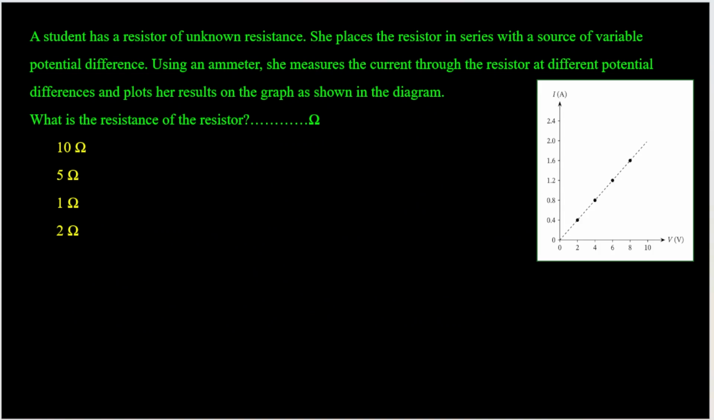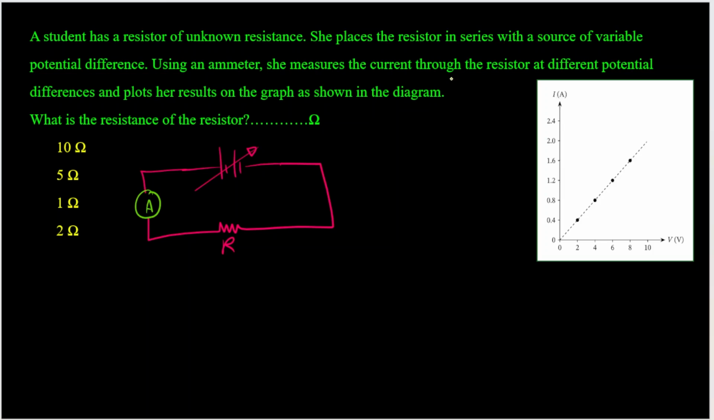Let's answer some questions. A student has a resistor of unknown resistance. She places the resistor in series with the source of variable voltage. So now we have a battery of variable source. This is just like a slider, and she connected this source with the unknown resistance using a variable resistance, using a voltmeter, using an ammeter which is connected in series. So we need to connect it here.